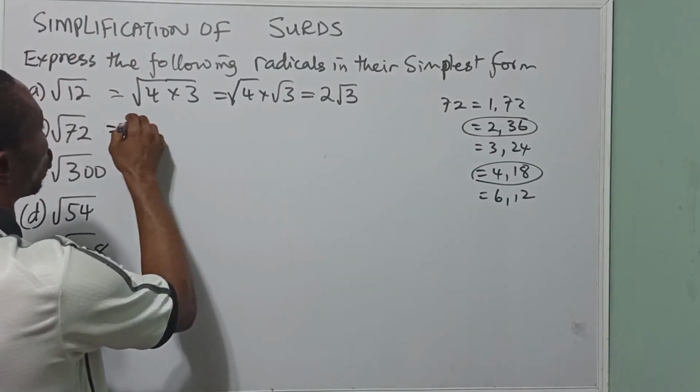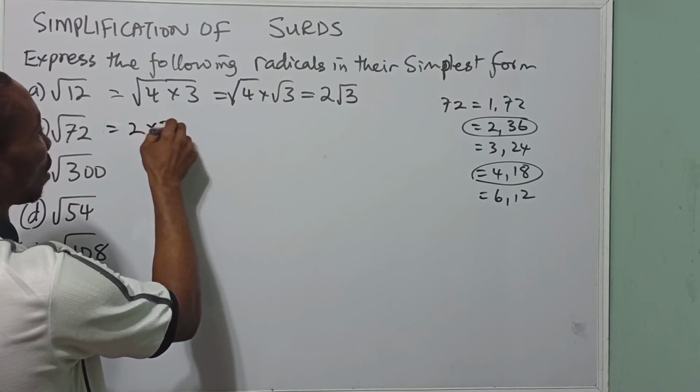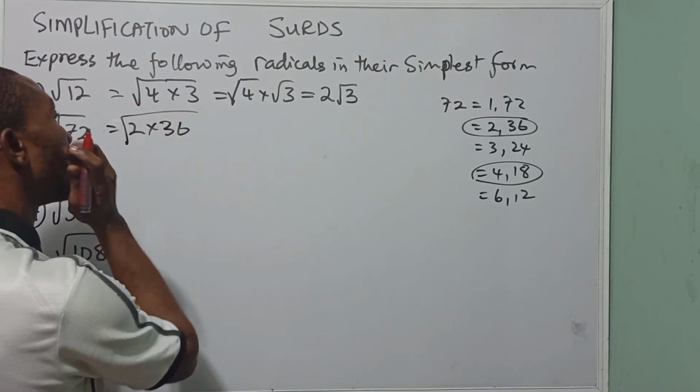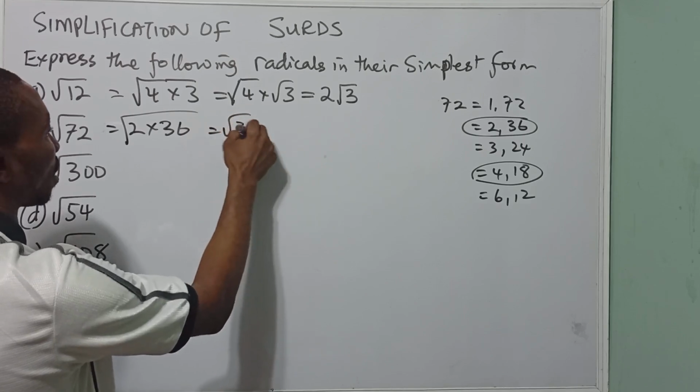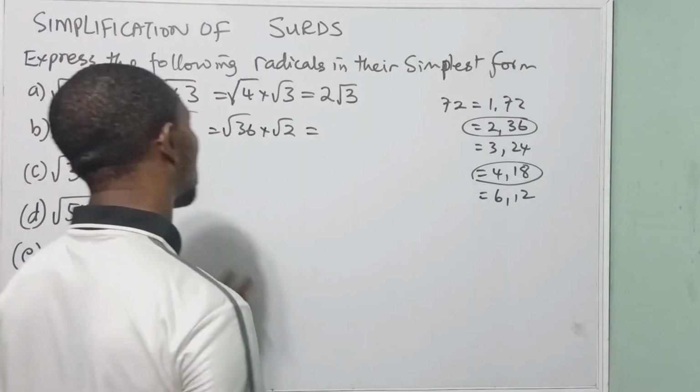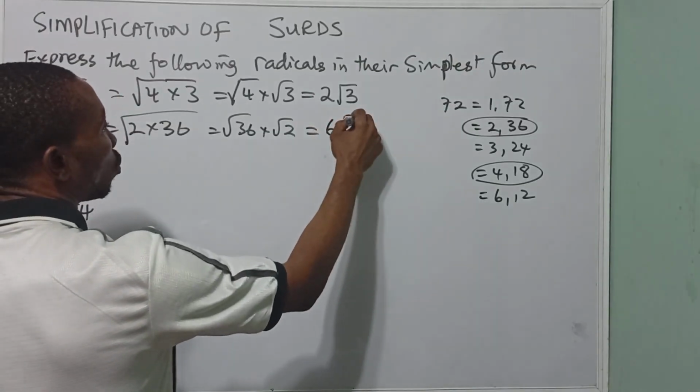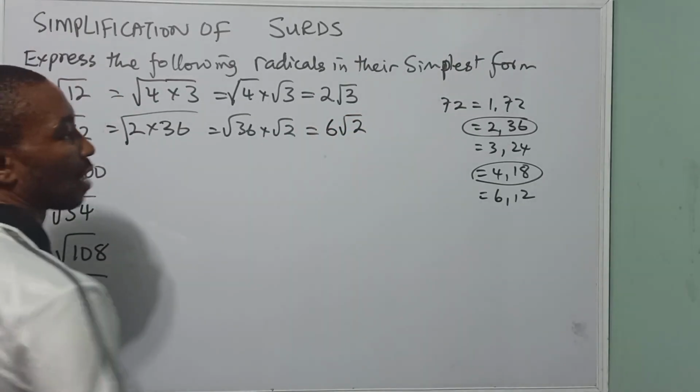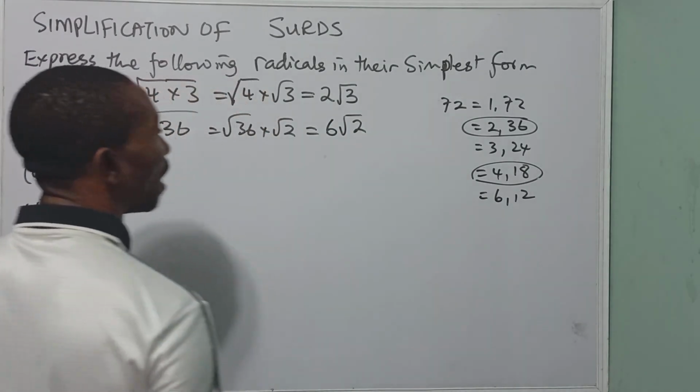Now, using our 2 times 36, this becomes root 36 times root 2. And root 36 is what? 6. So we have 6 root 2. Now let's look at using 18 and 4.